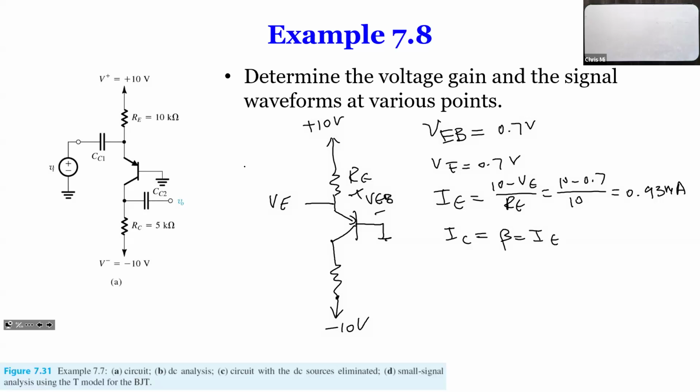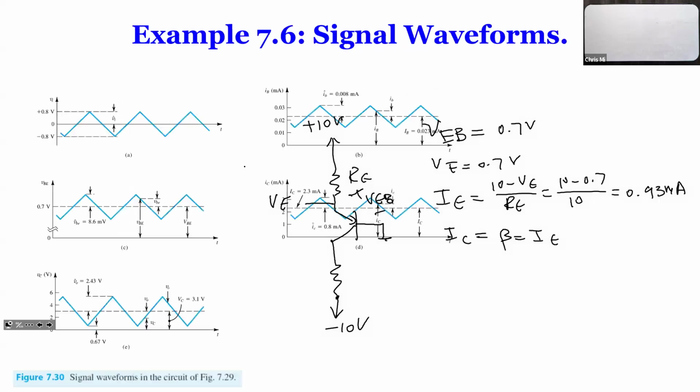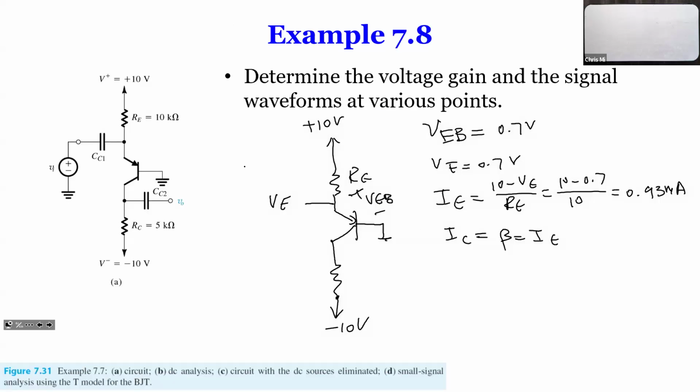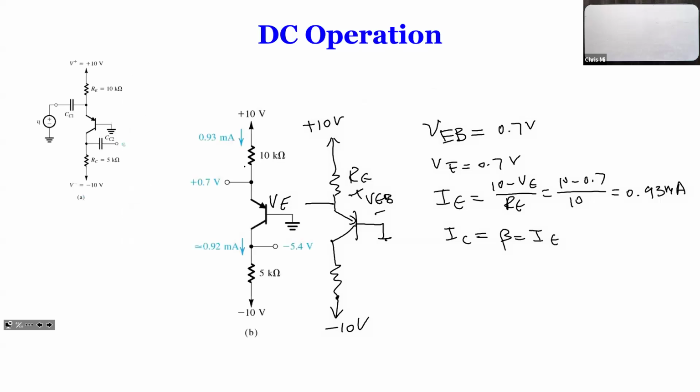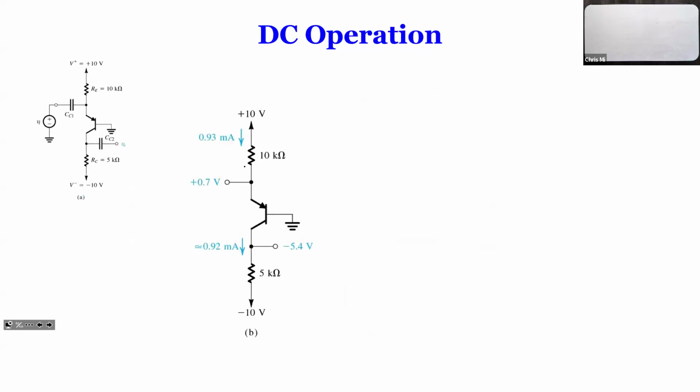From IE, you can get IC, which is beta over beta plus one times IE, so it becomes like 0.92 probably. Was beta given? If it's not given, you can assume it to be 100, I guess. Okay, so we got that one. This is actually the DC operation. Now from here, we can calculate R pi. We can find these two values, R pi and GM, based on that IC.